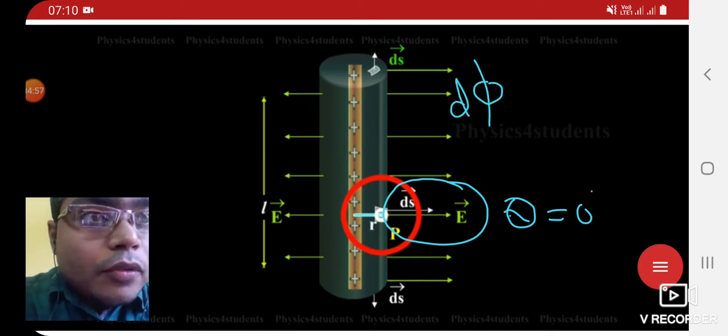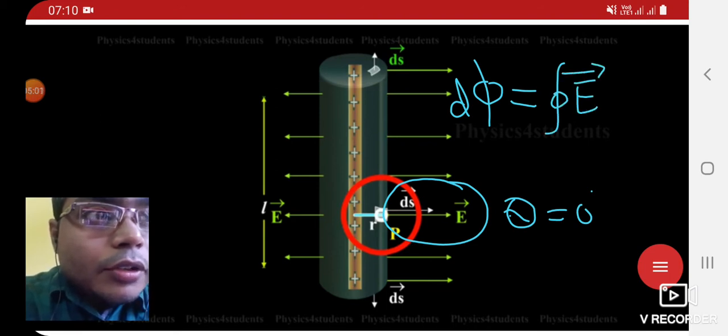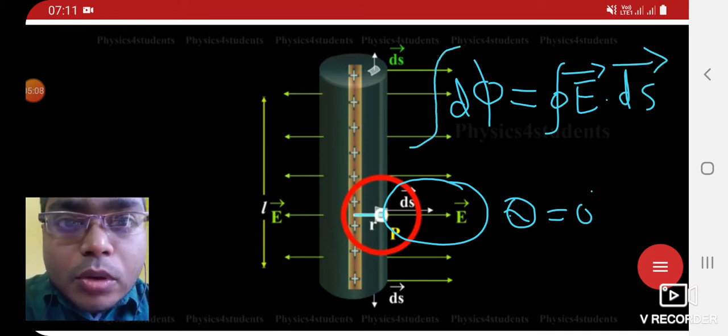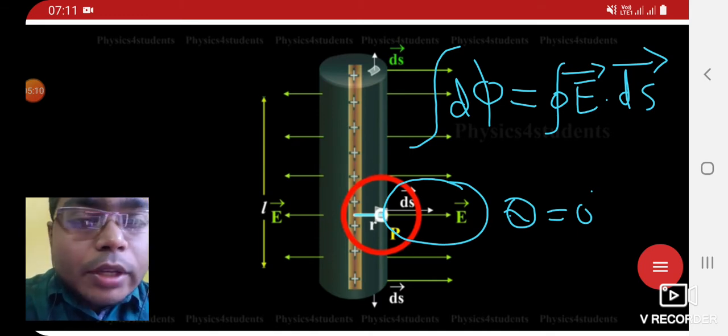So we can find out the flux. The very small flux will be how much? Integration of E vector dot ds vector, right? So this is the electric flux. If we calculate the flux for the whole curved surface, then we have to do the integration.